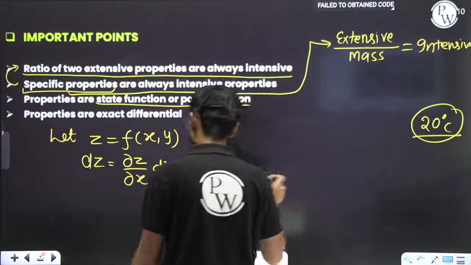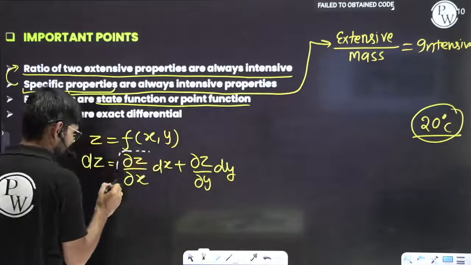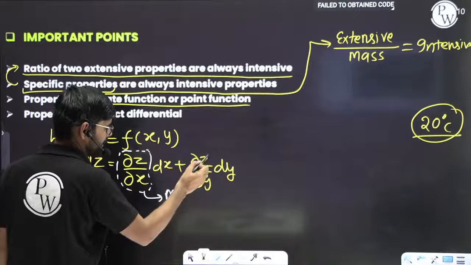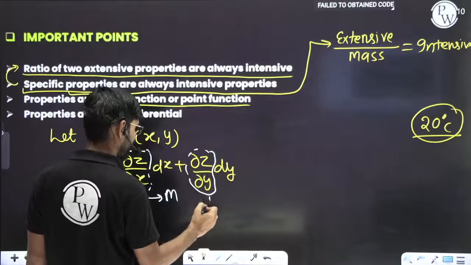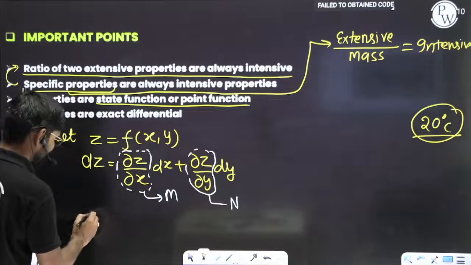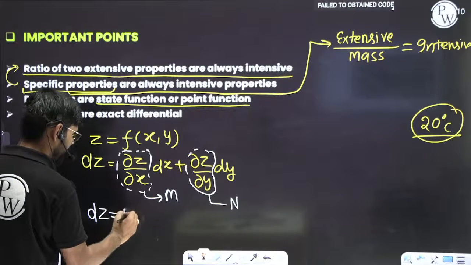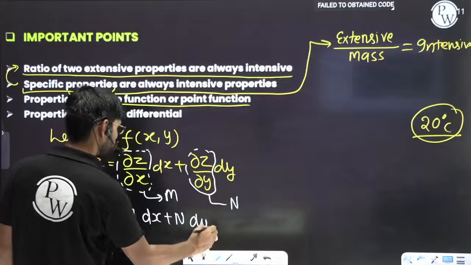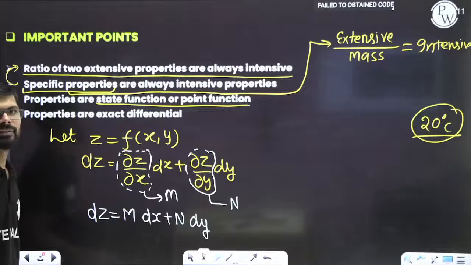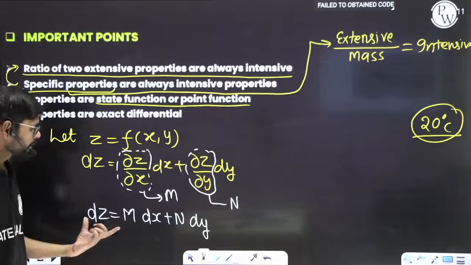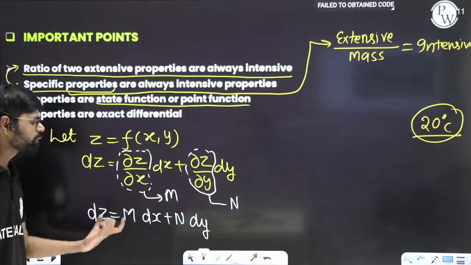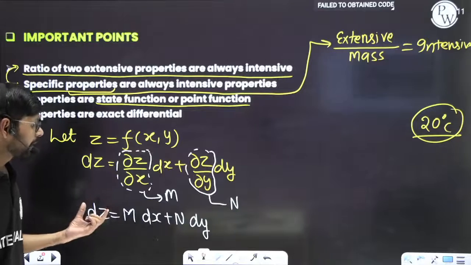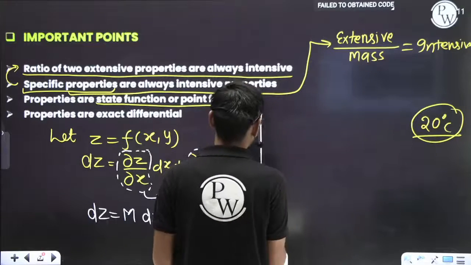Now what is this basically? This is basically M, and this I am writing N. So basically I can write dz equals M dx plus N dy. So if any function z, a function of x and y, can be written in the form dz equals M dx plus N dy by Taylor expansion, then z is said to be an exact differential.